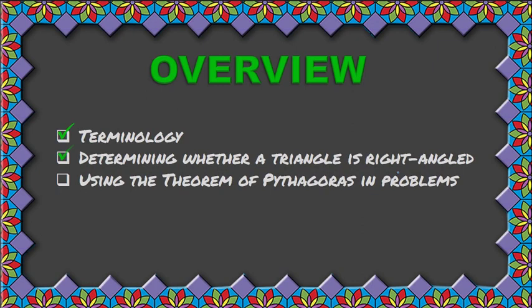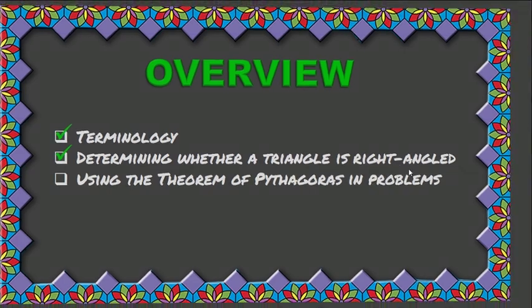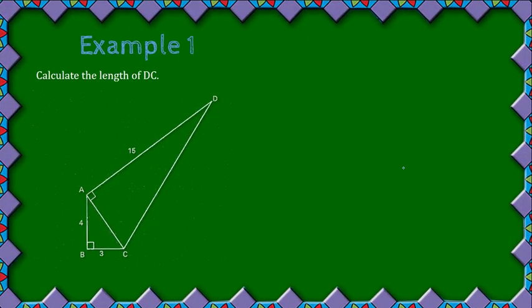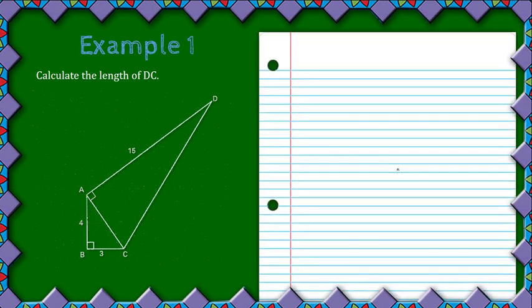Okay, so that was how to determine whether an angle is right angled. So finally we go on to using the theorem of Pythagoras in problems. Now for the first example, it says calculate the length of DC. So DC is over here, and we can see that it forms part of a right angle triangle. But the only thing we know is that AD is 15.